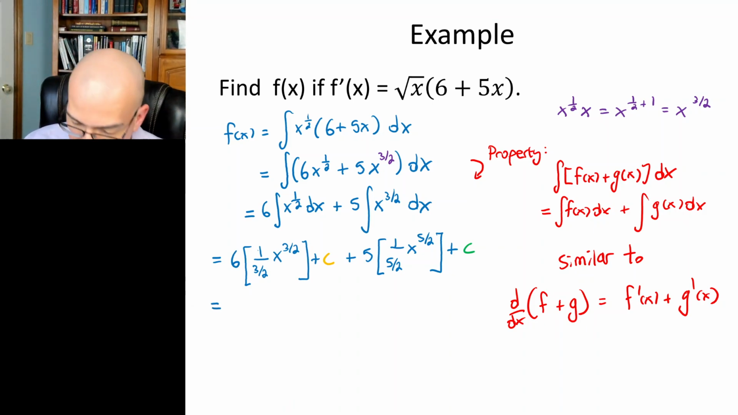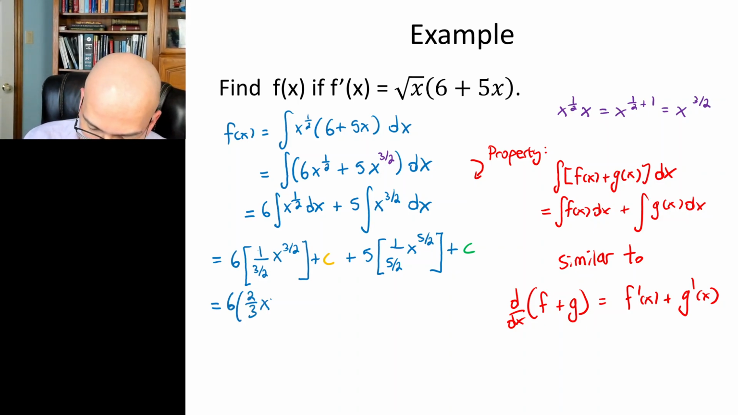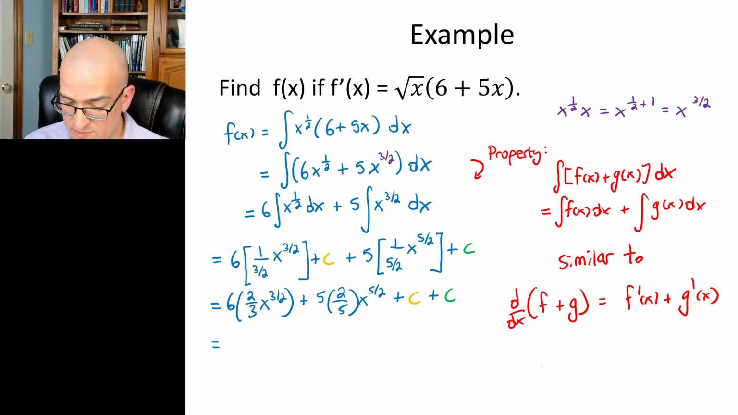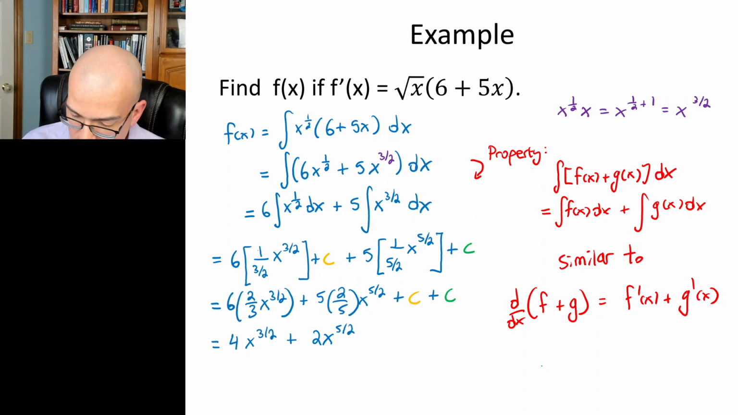Now I'm going to simplify. So we have 6 multiplied by 2/3 x to the 3/2 plus 5 multiplied by 2/5 times x to the 5/2. And then we have 2 plus c's that I'll tack on at the end. 6 times 2/3 will be 4 x to the 3/2 plus 2 x to the 5/2. And then I'm going to put one big honkin' plus c.